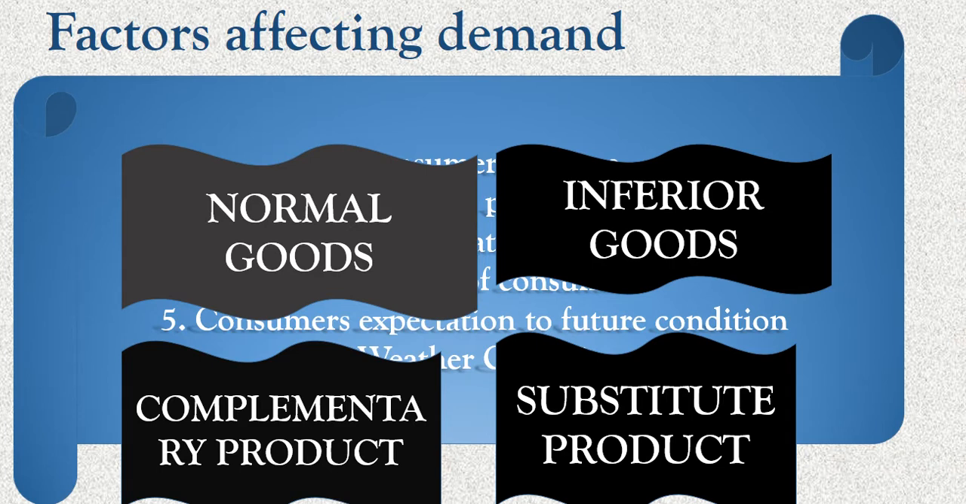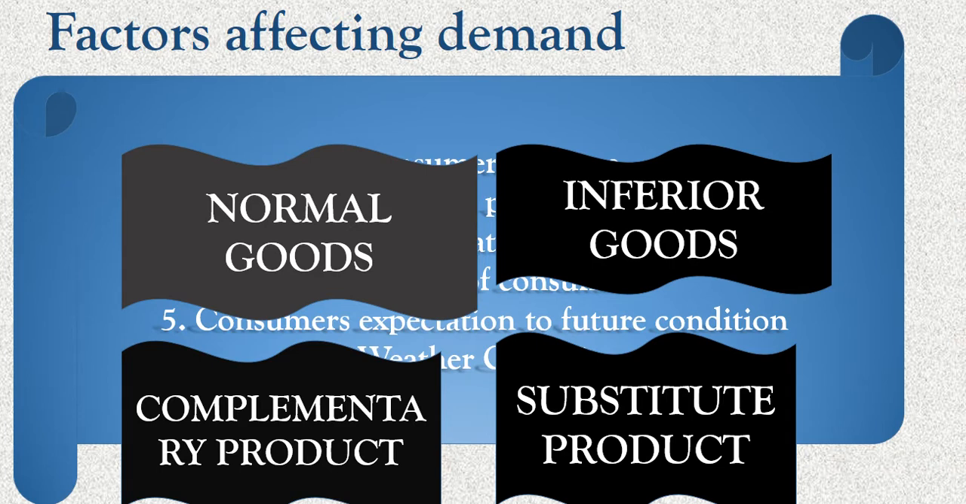While the complementary products are those products that when you consume one, you need to consume the other one as well. An example is the cell phone and charger. You can't have a cell phone alone without having a charger, because without a charger, it is useless.